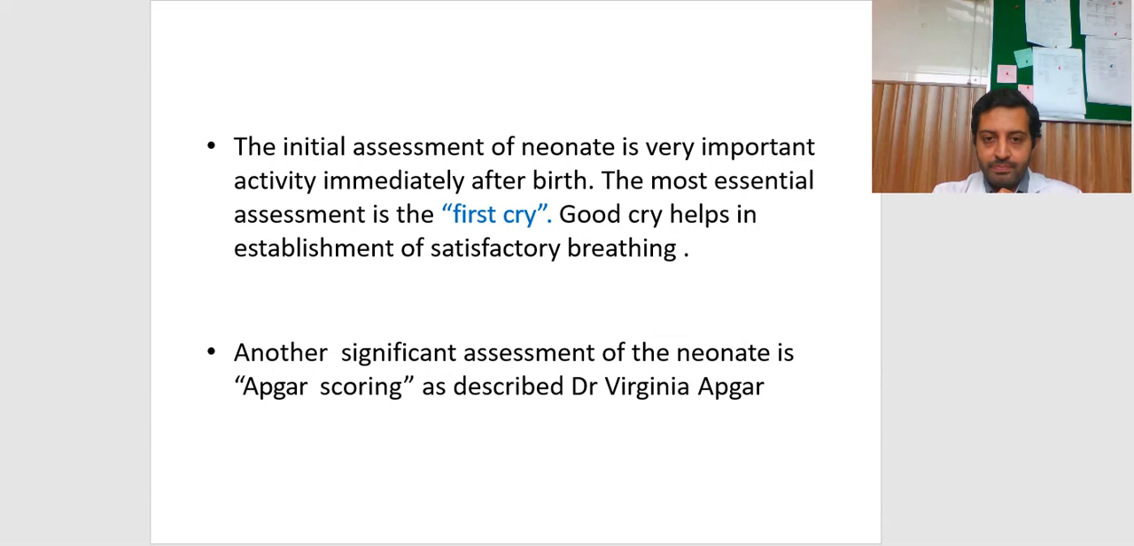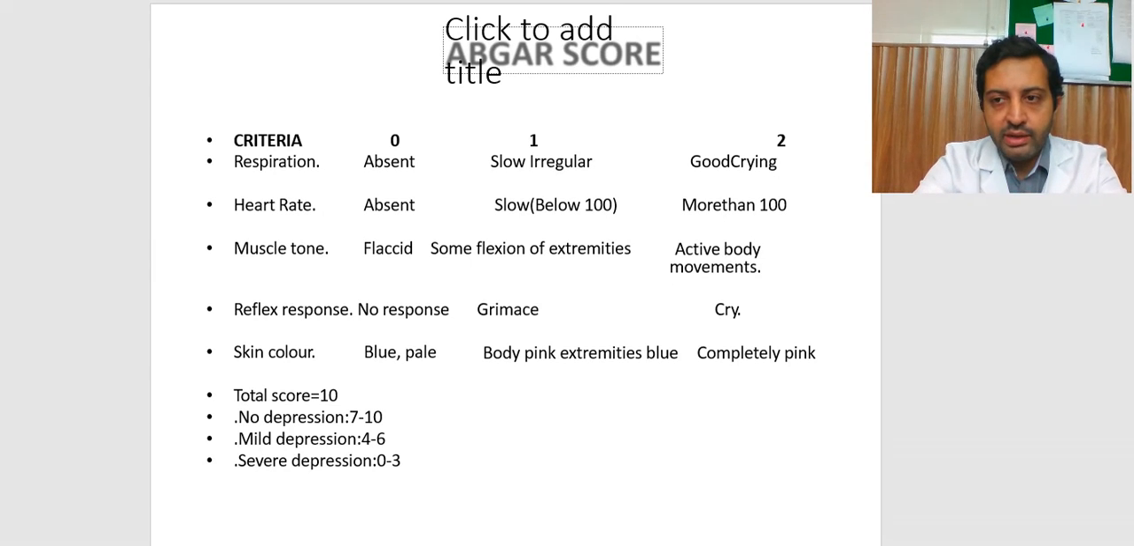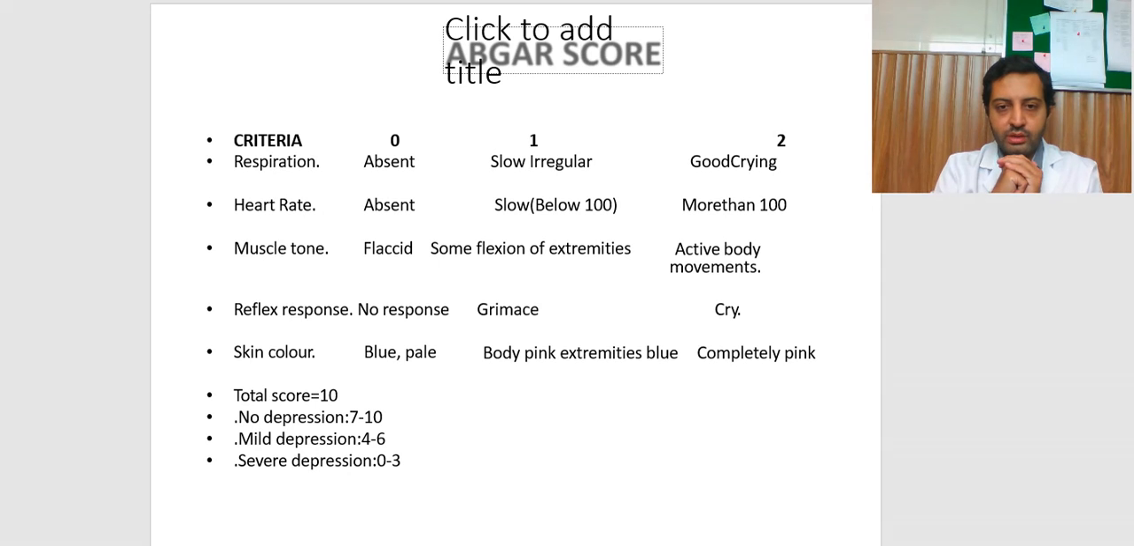This APGAR scoring is a scoring system to depict the outcome of a newborn baby and to see the effectiveness of newborn resuscitation. So this was named after the name of a doctor, Dr. Virginia Apgar. So what is basically an APGAR score? APGAR score, here you can see APGAR means A for appearance, like skin color, P for pulse or heart rate, G for grimace, like feeling of uneasiness on the face, that is called grimace.